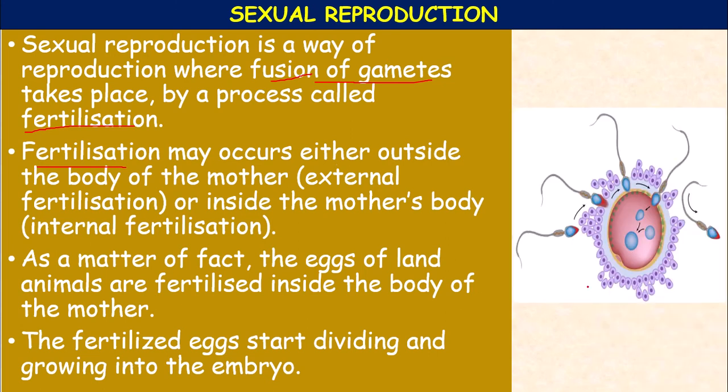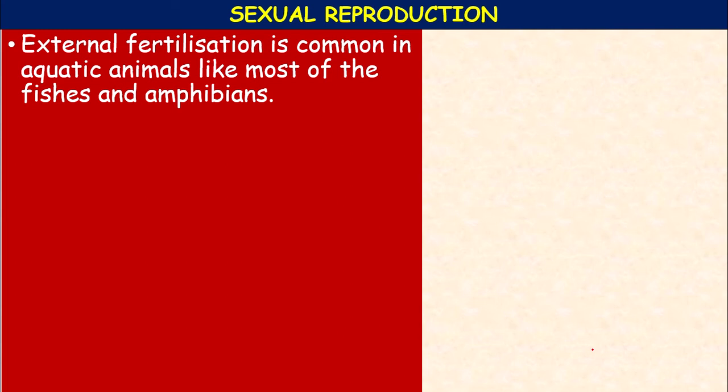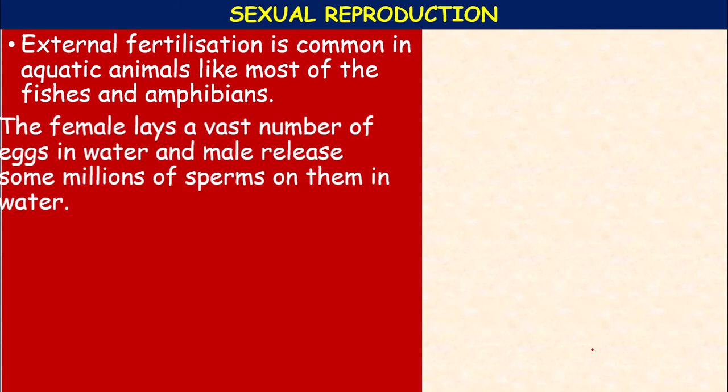Okay, so this is the fertilization process where the sperm enters into the ovum and the male nucleus fuses with the female nucleus. This process is called fertilization. Okay, the external fertilization is most common in aquatic animals like most of the fishes and amphibians.